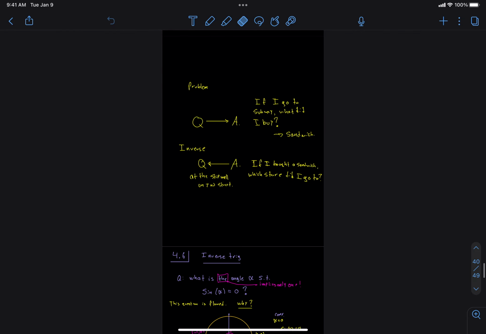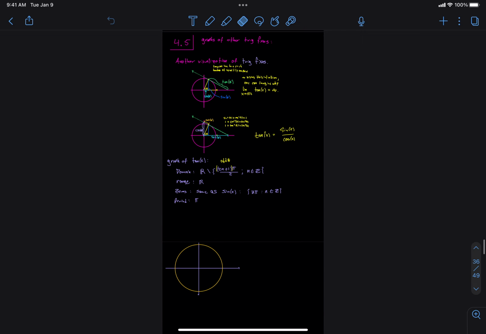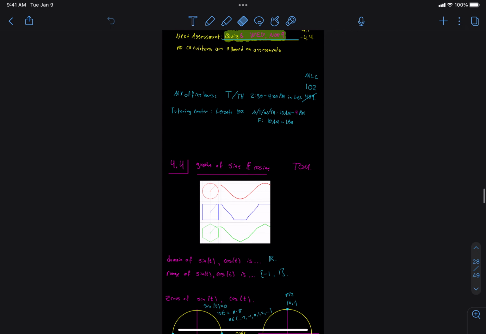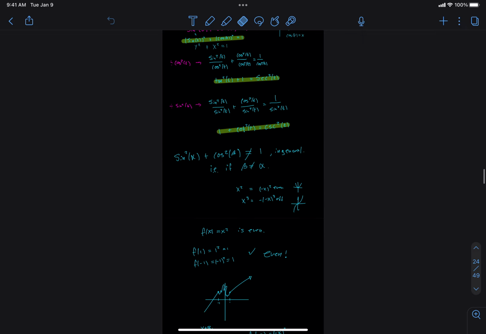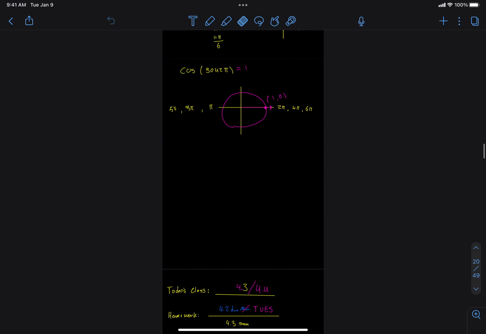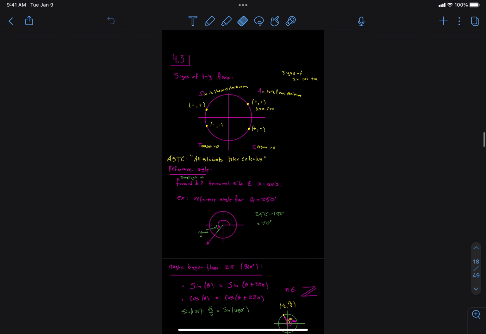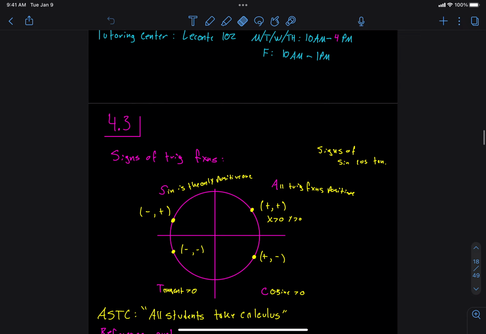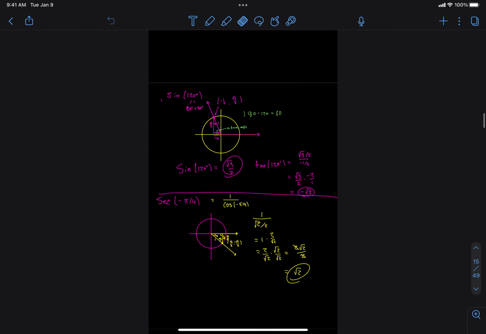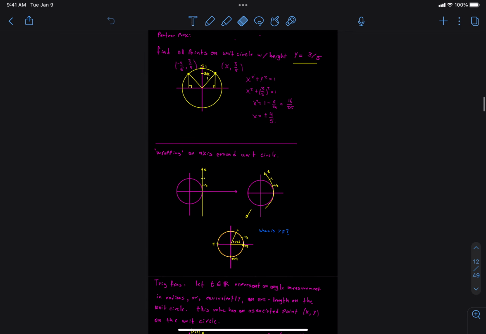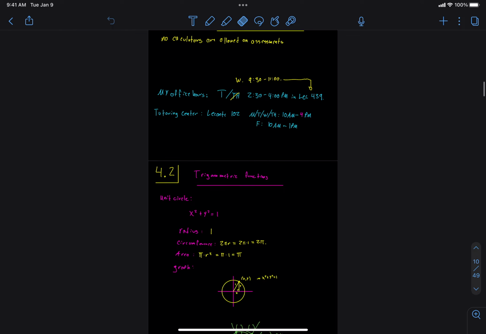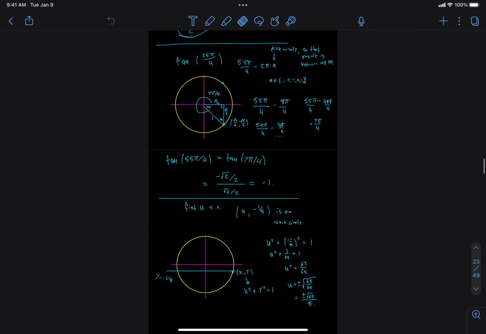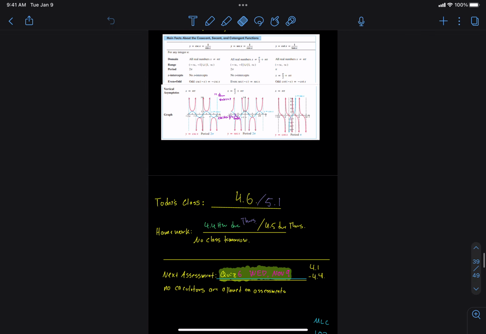Then we learned inverse trig: arcsine, arccosine, arctangent. We learned how to do the graphs of the trigonometric functions like sine, cosine, and tangent, and also how to stretch them, shift them, and do all sorts of different things to the graphs. We learned how to tell where the trig functions are positive, ASTC, all students take calculus. We learned how to do triangles like 30-60-90 triangles and 45-45-90 triangles. That was pretty much it in chapter 4.